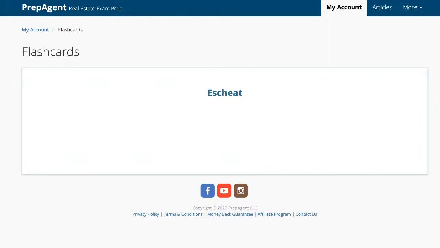Okay, escheat. What does escheat mean? Escheat is when the government takes over the property when there are no heirs or no will or anything like that. It's one of the 4 government powers. What are the other 3 government powers?